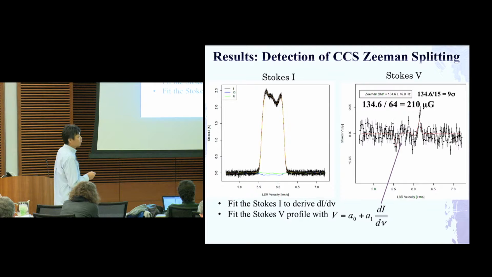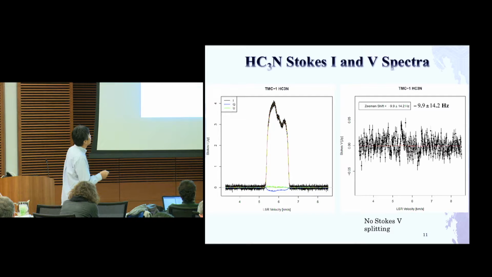And we did the same analysis with the HC3N. So the Stokes-V profile of HC3N is here. From this data, we didn't see any significant Zeeman shift for the HC3N. So we conclude that we detected the CCS Zeeman splitting toward TMC1. And to obtain this result, we had to apply the beam squint correction. And as we already heard, the beam squint correction is very crucial for the Zeeman observation.